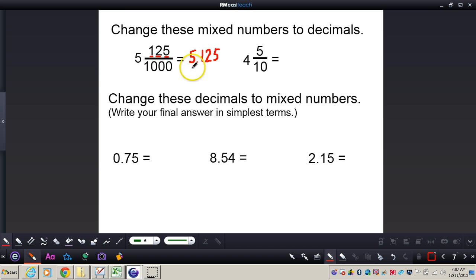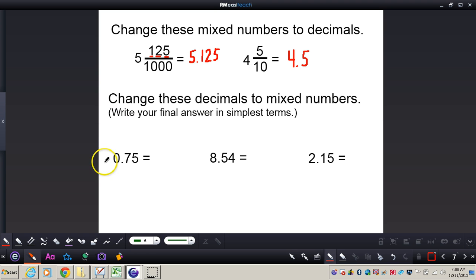My next mixed number will be the whole number with my fraction as well. So 4 5/10. We have our 4 as the whole number, pretty simple, and we have 5/10. So that 5 needs to fall in the tenths place, pretty simple there, for 4.5, or when said in word form, 4 and 5 tenths.